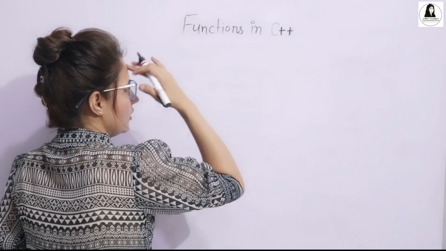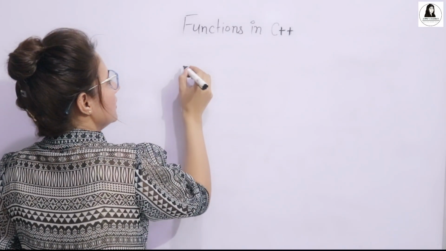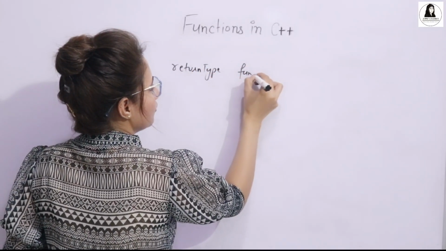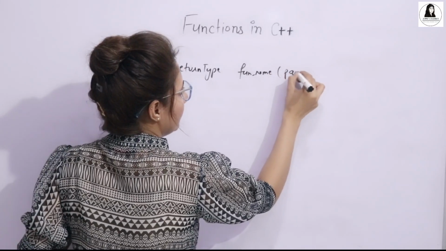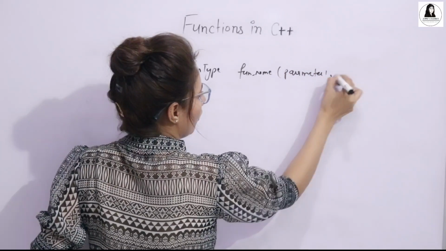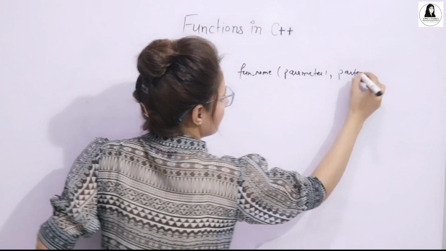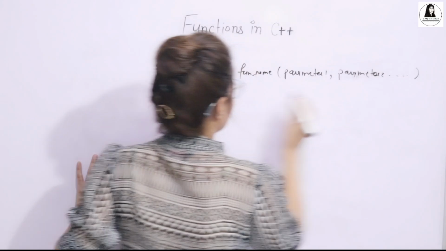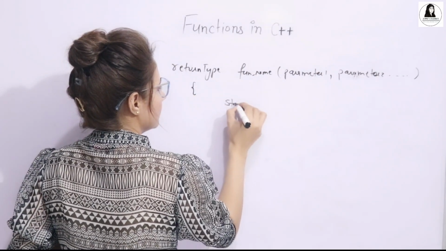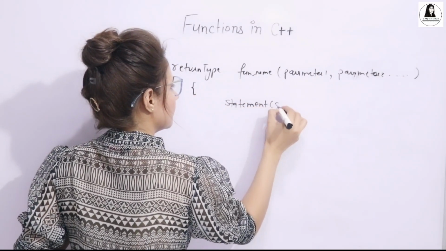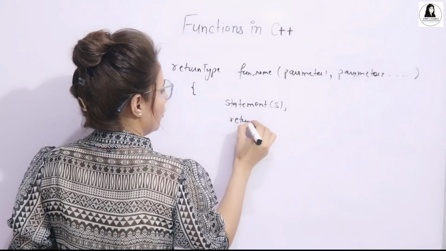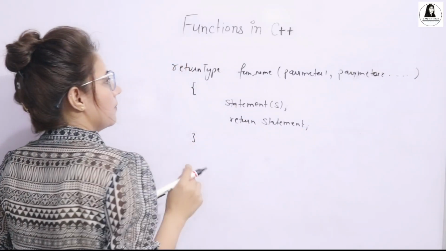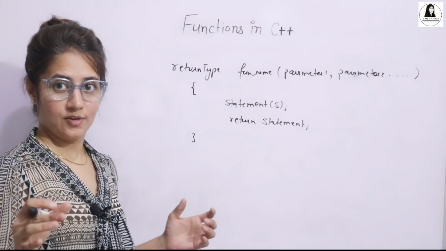So the syntax of a function, writing or defining a function, is, see, we write the return type, then the function name, then here the parameter list, meaning parameter 1, parameter 2, and so on. And here we have some statements. And here we have a return statement. This is the syntax of creating or defining a function.